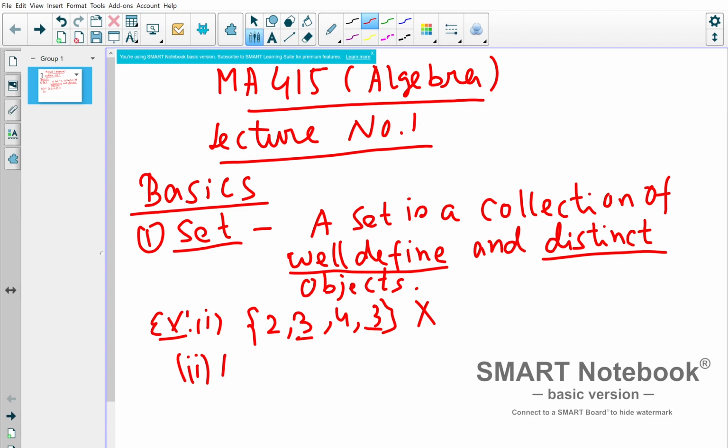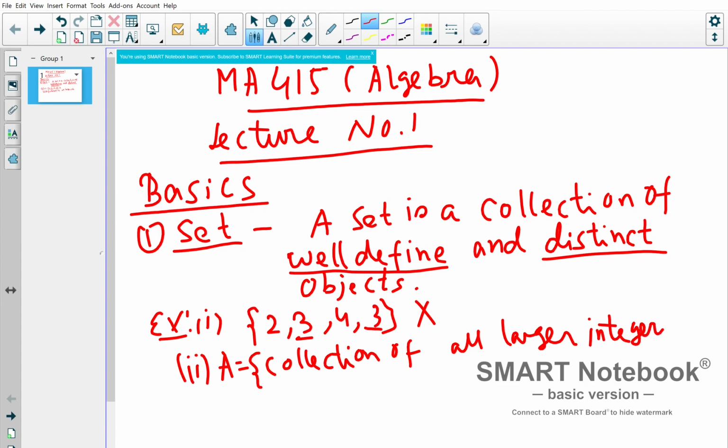For example, if I write the collection of all large integers, you see that this "large" is not well defined. Larger than what? That is not mentioned here. So this collection is not a set. A set must satisfy both properties, and if one of them is not satisfied, then this cannot be a set. This is only a collection.